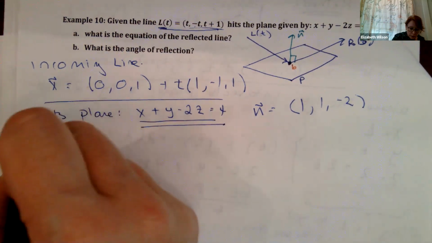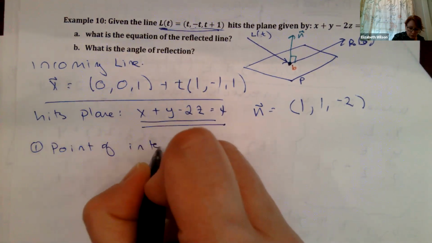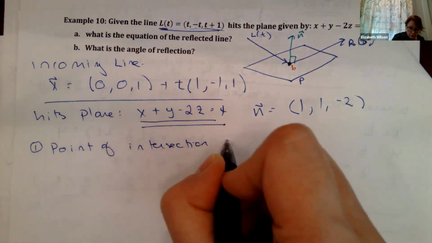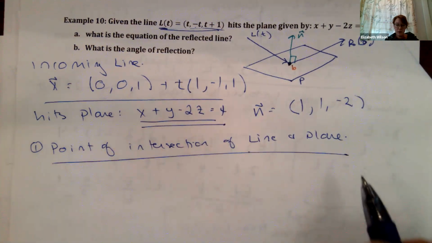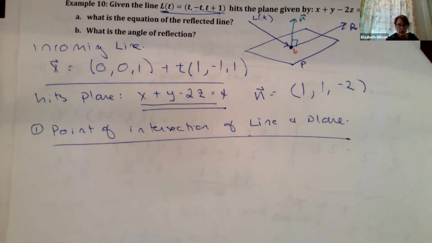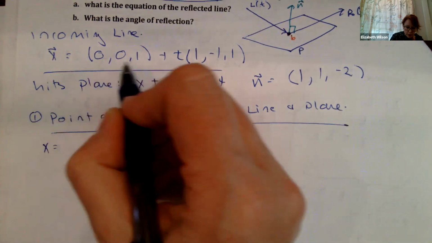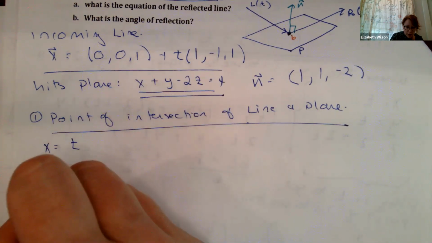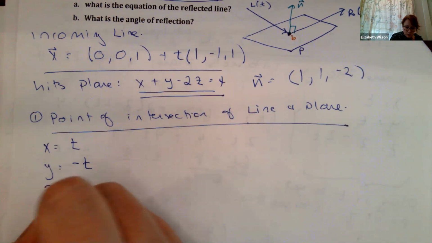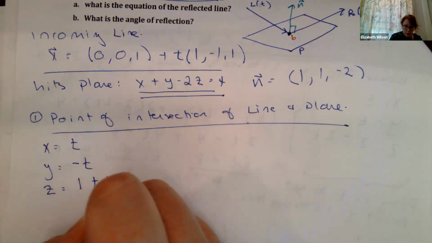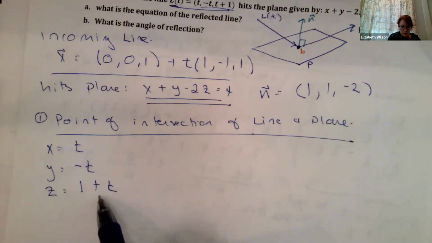The first part is our point of intersection of the line and the plane. We've been doing this, so we know what to do. We take our line and break it down into component pieces. X equals 0 plus 1 times t. Y equals 0 minus 1 times t. Z equals 1 plus 1 times t. You can see it's from that equation that we were given here. All I did was rewrite it in terms of components.